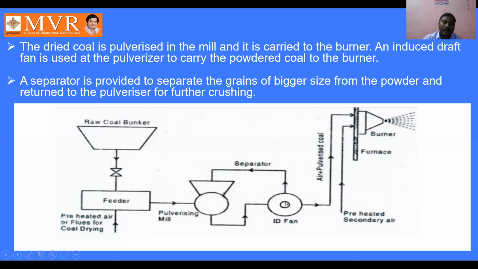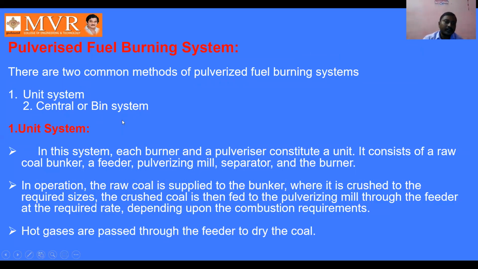See here, the remaining coal, the large size pieces of coal which have entered into the ID fan, is sent back to the pulverizing mill by using this separator. Here the preheated air, preheated air of flue gases, we are giving in the feeder for drying the coal which has been coming from the coal bunker. This is what we have studied about the unit system here.